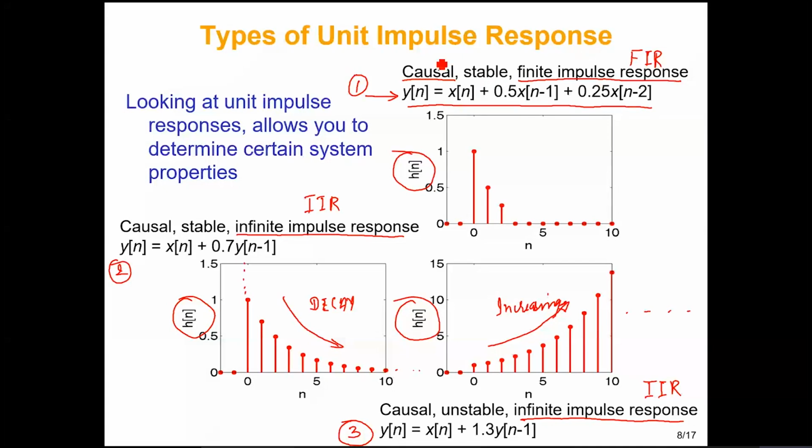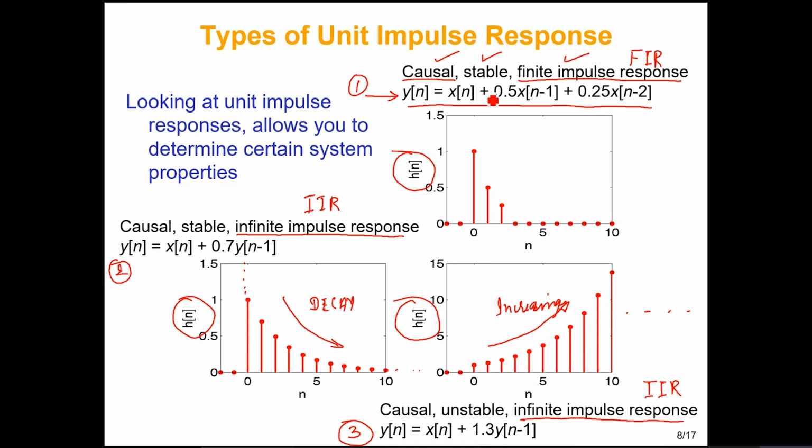How do we know? Because these are 3 properties we are listing here: causal, stable, and FIR. How do we know it is FIR? So you should know that if the output depends on present or previous inputs only, then you will end up getting an FIR. If output does not depend on any previous outputs, then we will have an FIR. You see here that to compute y of n, we require present and previous values of x only, or present and previous values of inputs only.